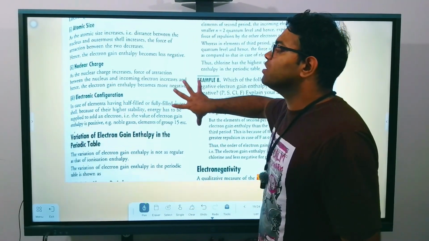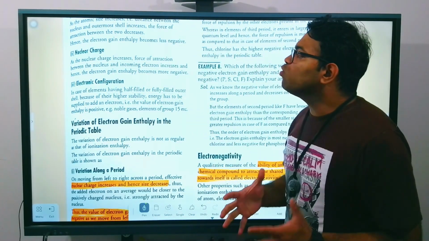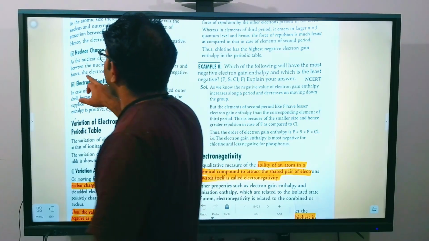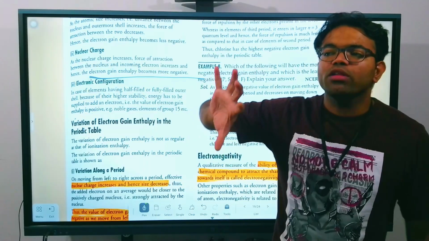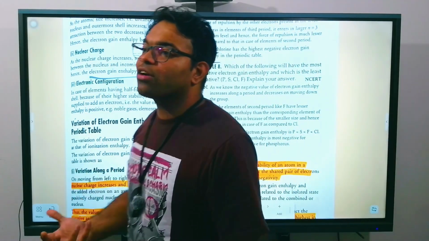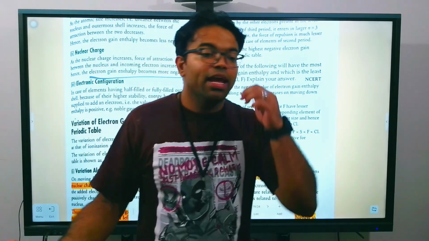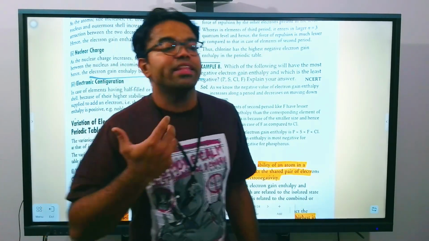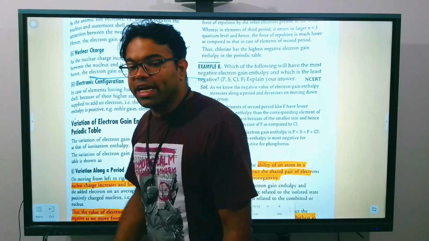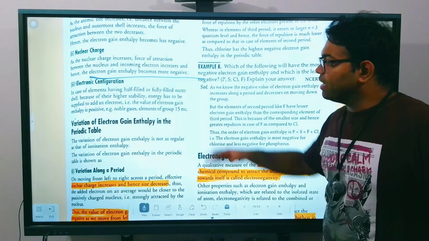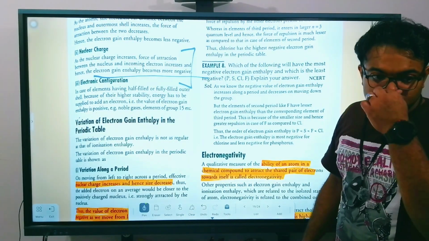Okay, next move on. Nuclear charge. As the nuclear charge increases, forces of attraction between the nucleus and the incoming electron increase. Hence, the electron gain enthalpy becomes more negative. The more the nuclear charge you have, the more negative the electron gain enthalpy will be. So, as we move from left to right in a period, the effective nuclear charge is increasing. Therefore, the electron gain enthalpy will also become more and more negative when we go from left to right. Is this point clear? Clear, Drupad?